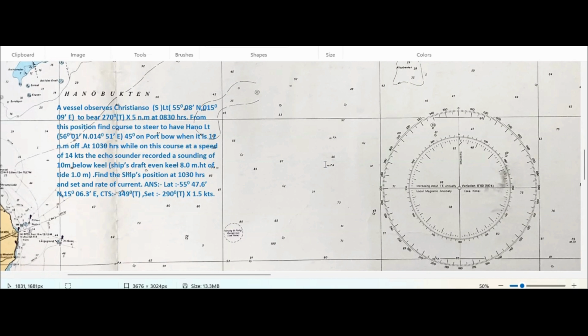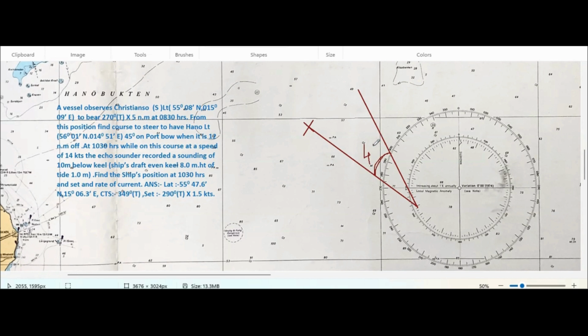Now next is what course you should steer, so that Hano light, when it is 12 miles off, will bear heading minus 45, that is 45 degrees on the port bow. If you look at that, suppose my course is this, course I don't know. A lighthouse is here, 45 degrees on port bow means this angle will be 45 degrees. But the course, I don't know how to do it.